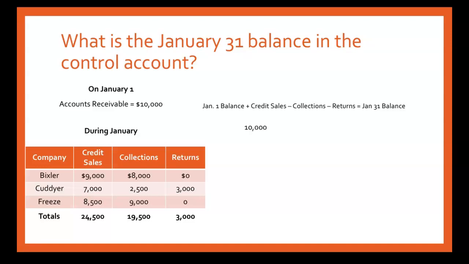So we can start off with our January 1st balance of 10,000, add in our total credit sales of $24,500. Subtract out our collections of $19,500. Subtract out our returns of $3,000, and that's going to give us our January 31st balance. So our balance at the end of the month is going to be $12,000. If we do all of that math, that's what we end up with. So the balance at the end of the month in the control account is $12,000.